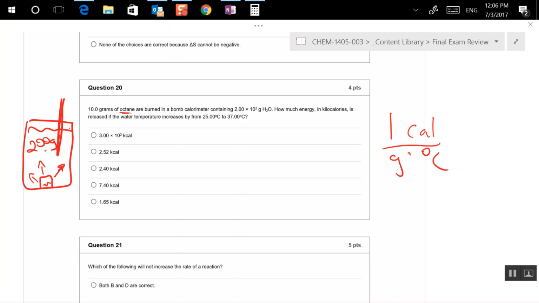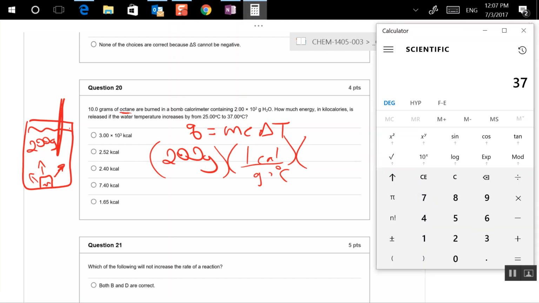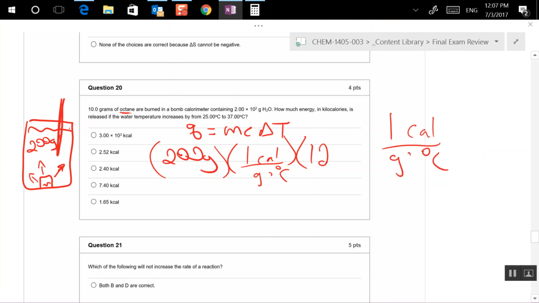What's the thing that's changing temperature? Water. The water is changing temperature. Okay? So I'm going to take my 200 grams. So Q equals m c delta T. Okay? I'm going to take my 200 grams of water times my specific heat, 1 calorie per gram times degrees Celsius, times my change in temperature, 37 minus 25. I'm going to get 12 degrees Celsius.